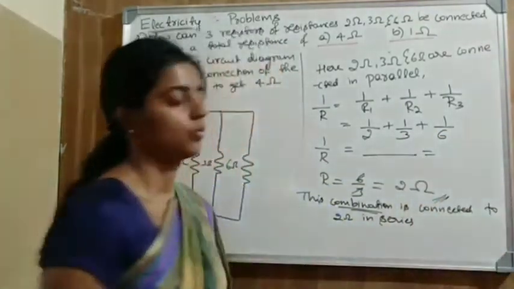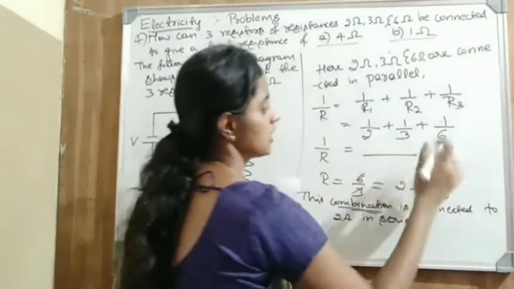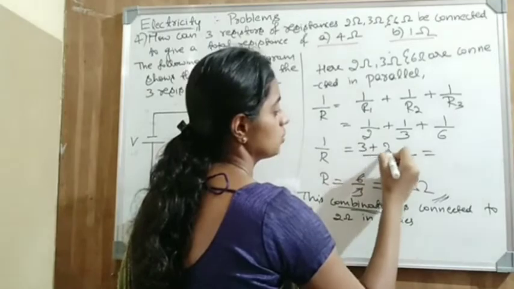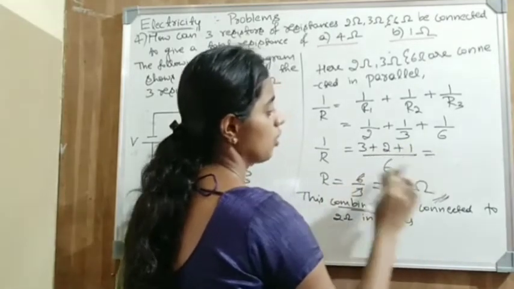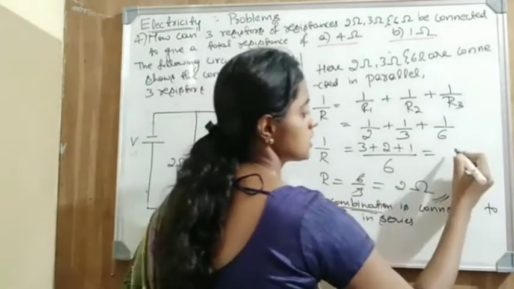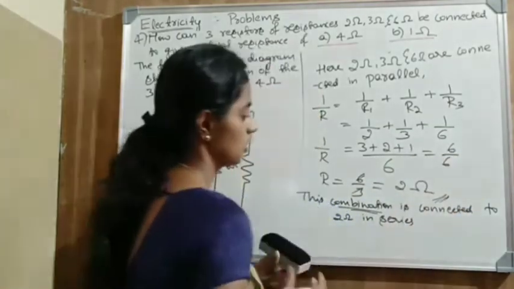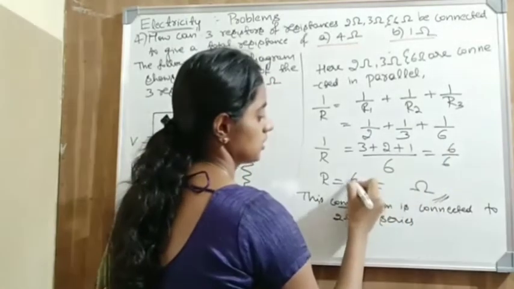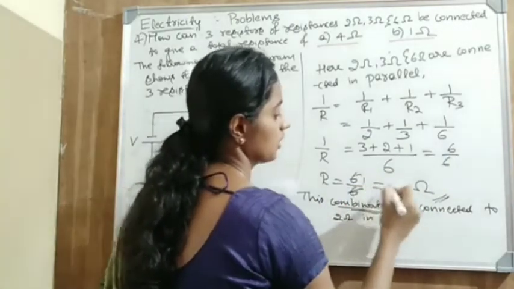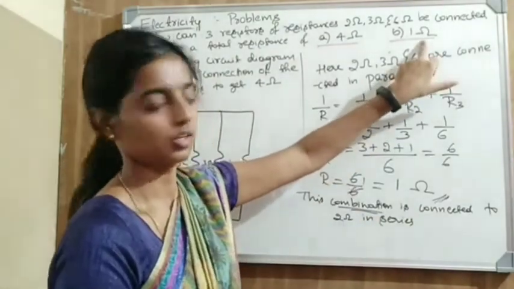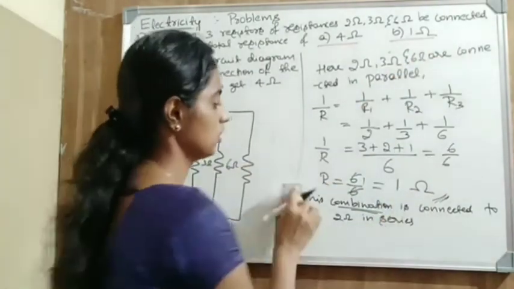Now what is our LCM? We'll get 6 as LCM. 2 3s are 6, 3 2s are 6, plus 1. How much do you get? 3 plus 2 is 5, 5 plus 1 is 6, so 6 by 6. Now what about the reciprocal? Same thing, we'll get 1 ohm as the answer. What is the expected answer? 1 ohm. Easily we got 1 ohm.